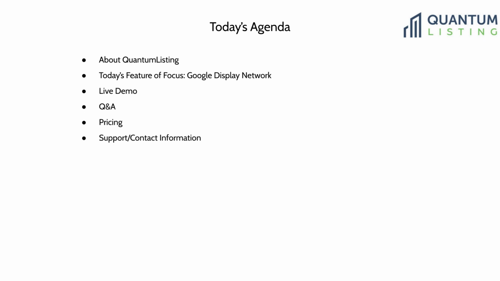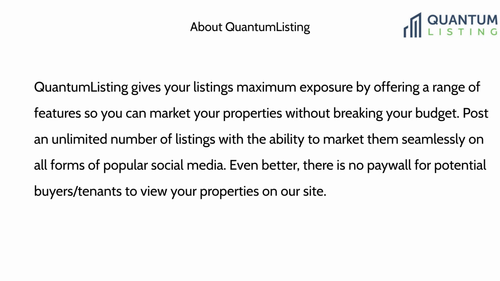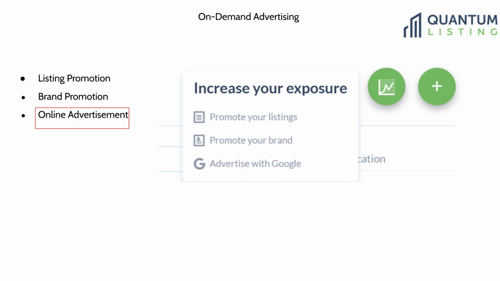So let's get going. QuantumListing is a commercial real estate listing platform that gives your listings maximum exposure by offering a range of features, including the Google Display Network, so that you can market your properties without breaking your budget. You can post an unlimited number of listings with the ability to market them seamlessly on all forms of popular social media. And even better, there's no paywall for potential buyers or tenants to view your properties on our site.